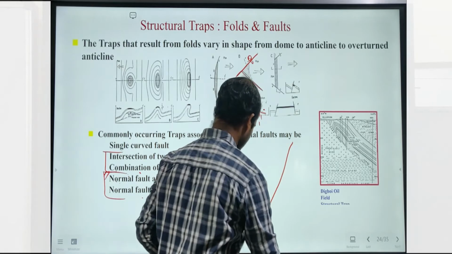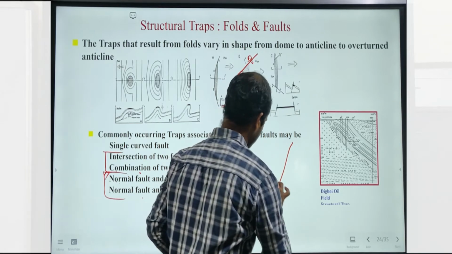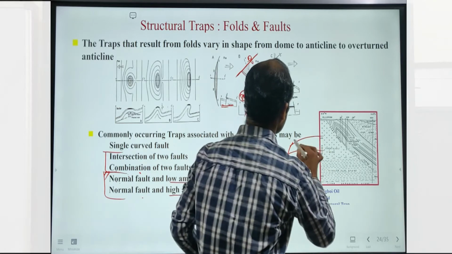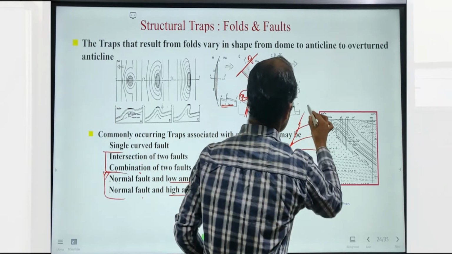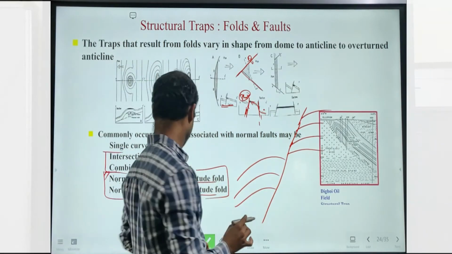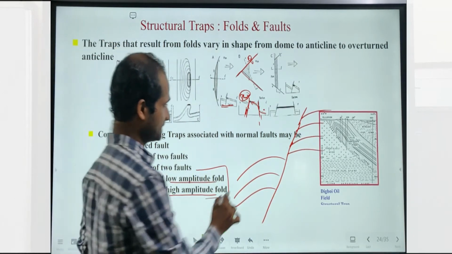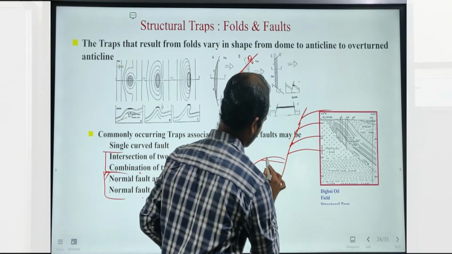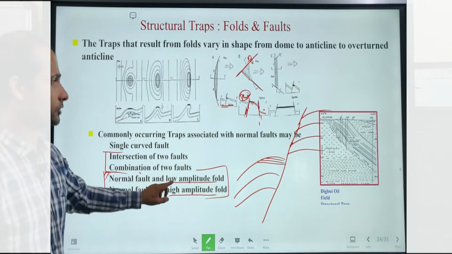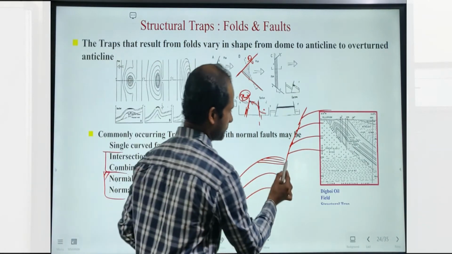Suppose this is a fault, and usually the extensions and compressions are associated with each other, so extension is also associated with little compression and vice versa. If this is how the structure is there and accumulation takes place over here, then we call it a normal fault with low amplitude fold. This is a low amplitude fold.